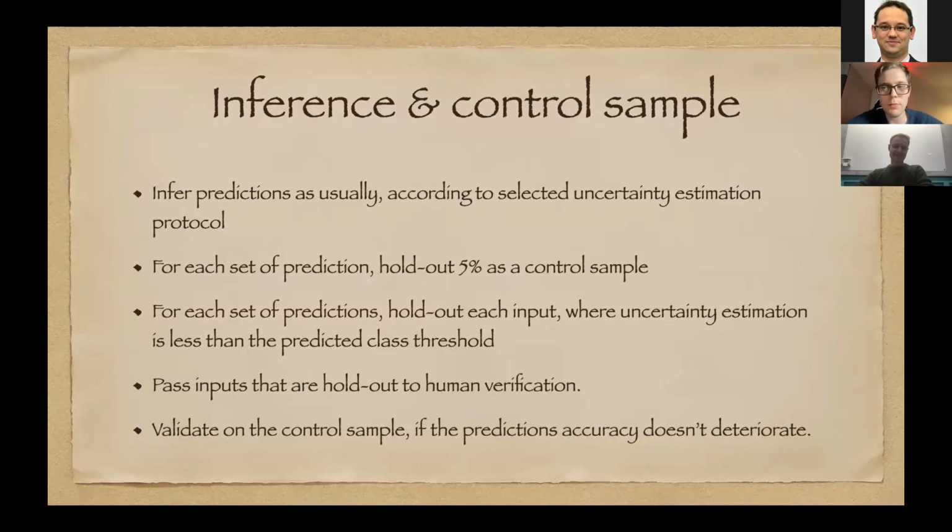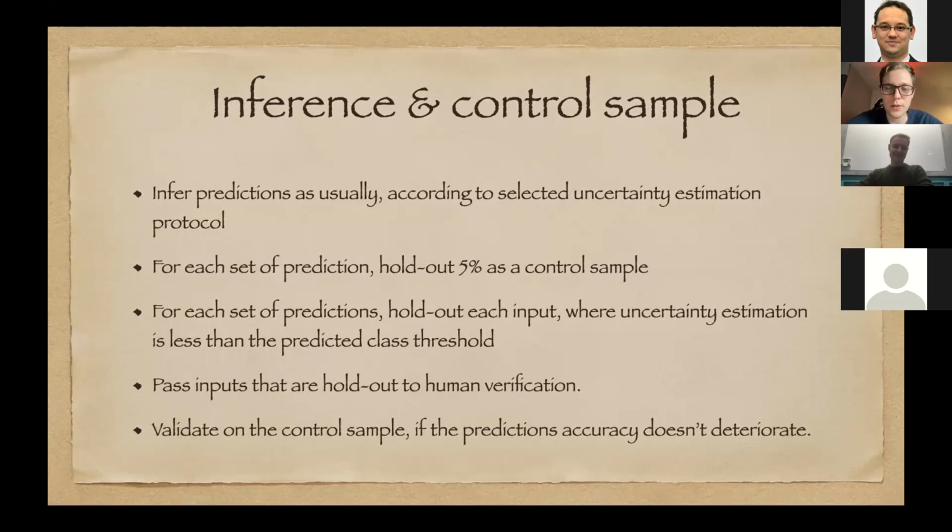This percentage depends on the batch size of our inference. So typically, if you have, for example, a batch size of 1,000, and you hold out 50 cases, on those 50 cases you will probably have reasonable confidence that there's no deterioration in the expected accuracy. Again, this 5% is kind of arbitrary, and you probably want to tune it to your own use case and the potential risk of an incorrect prediction. But typically 5% works really well.